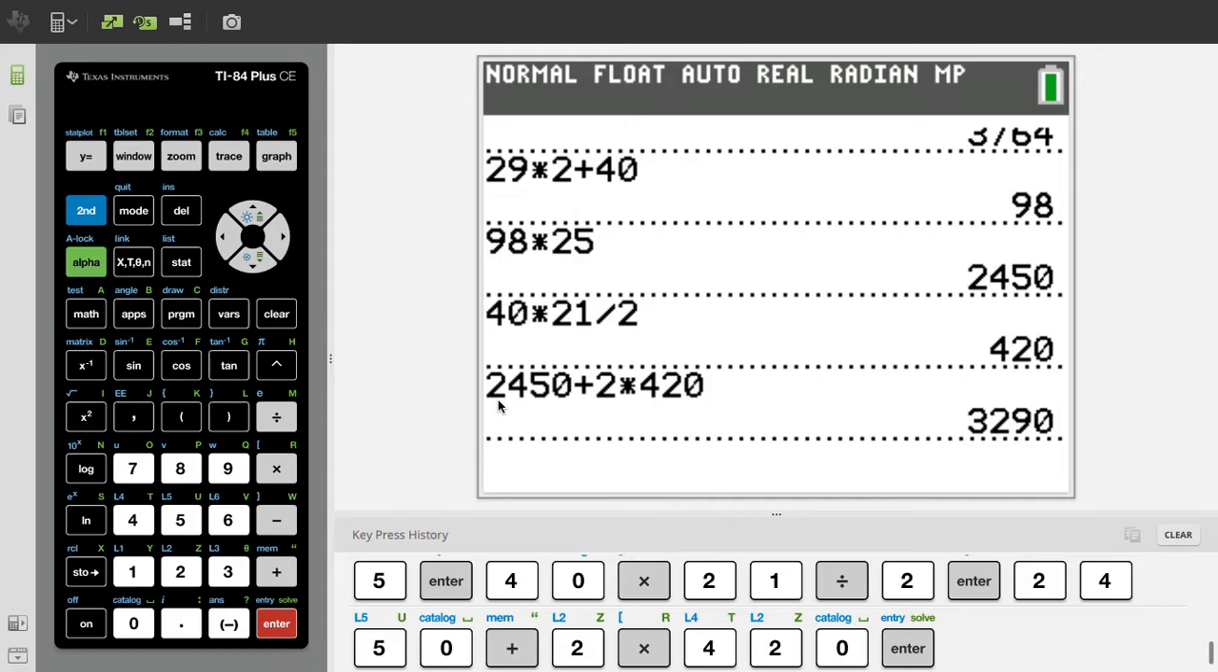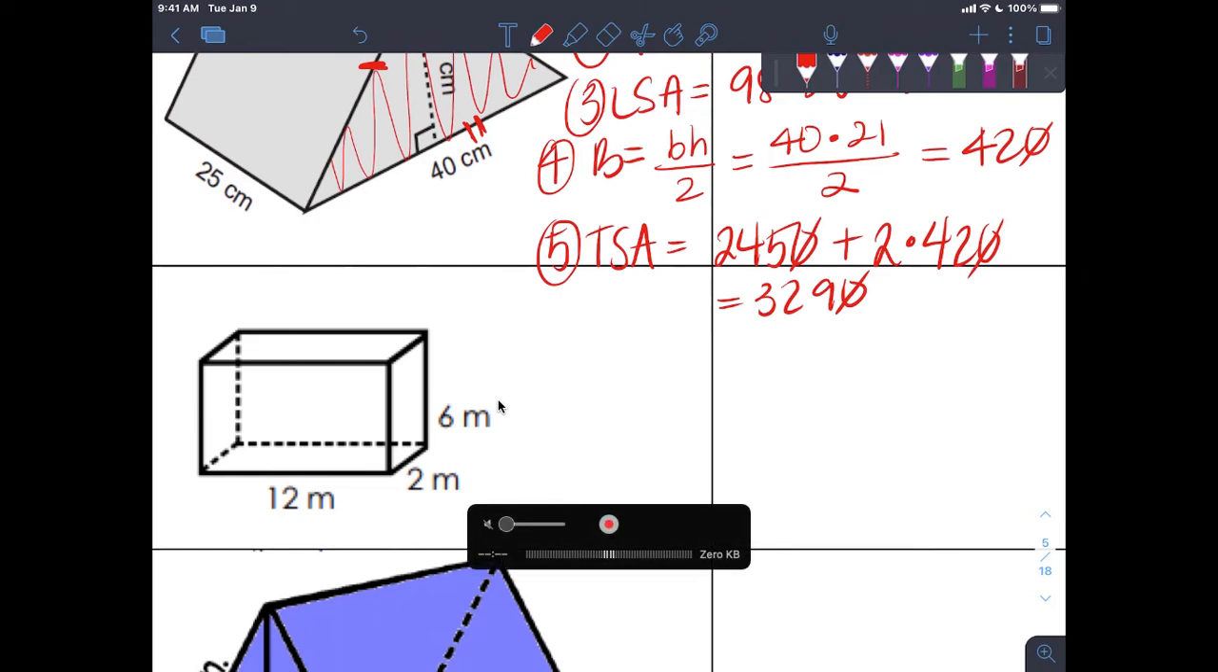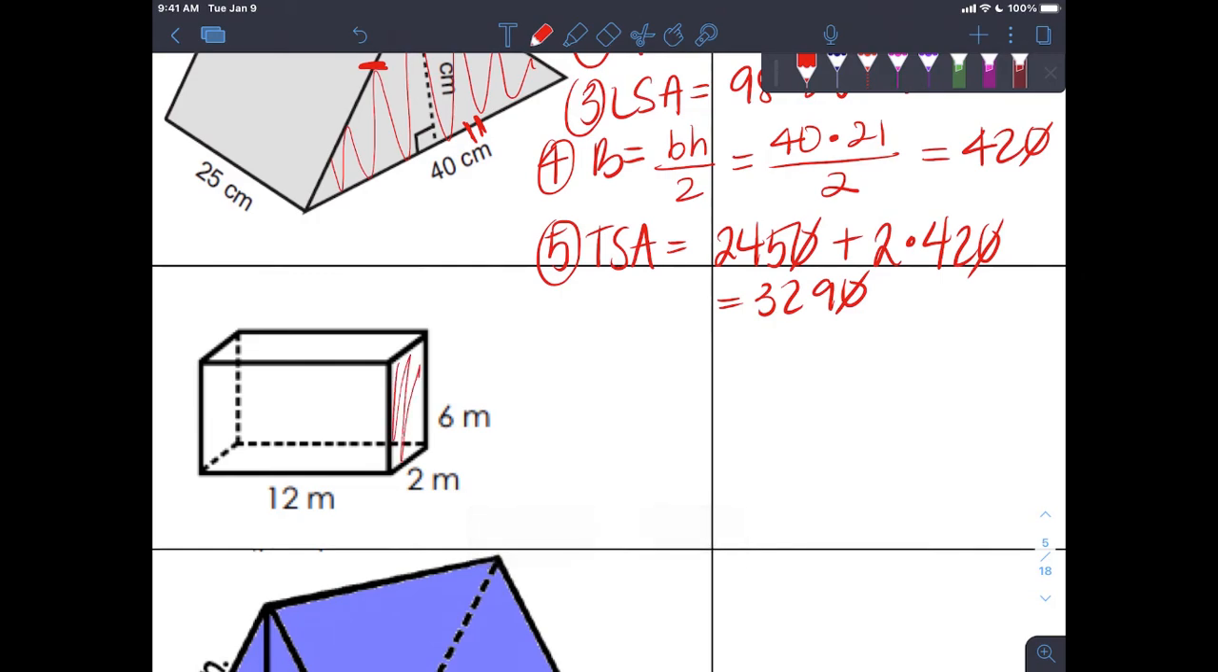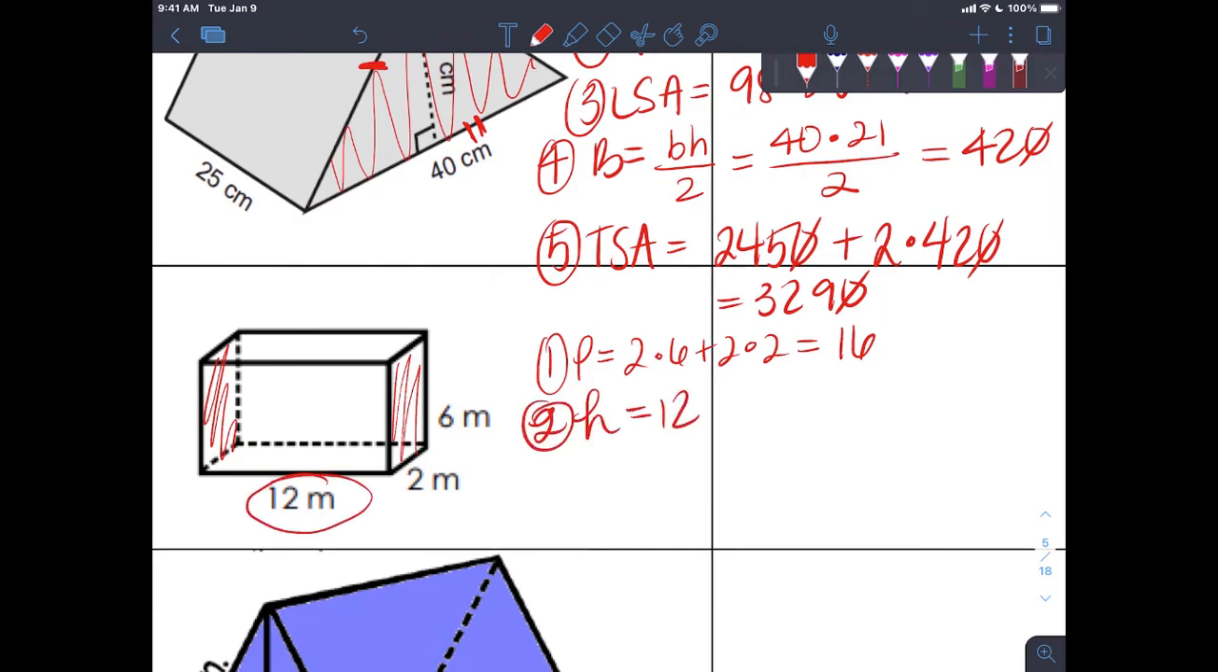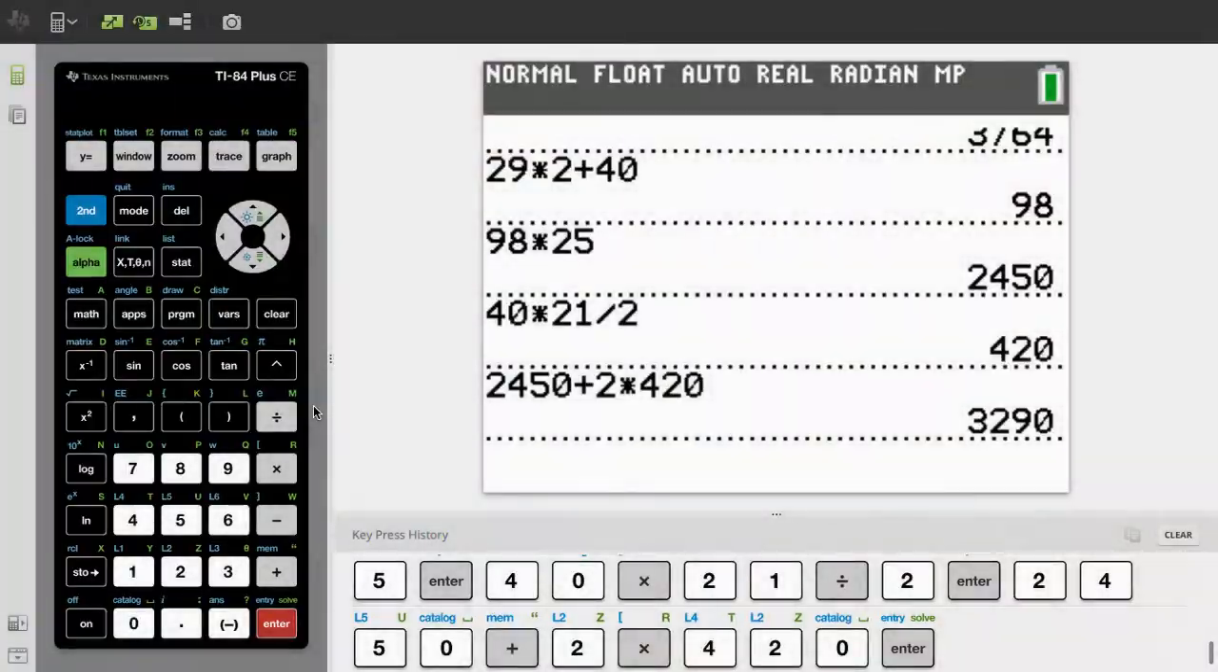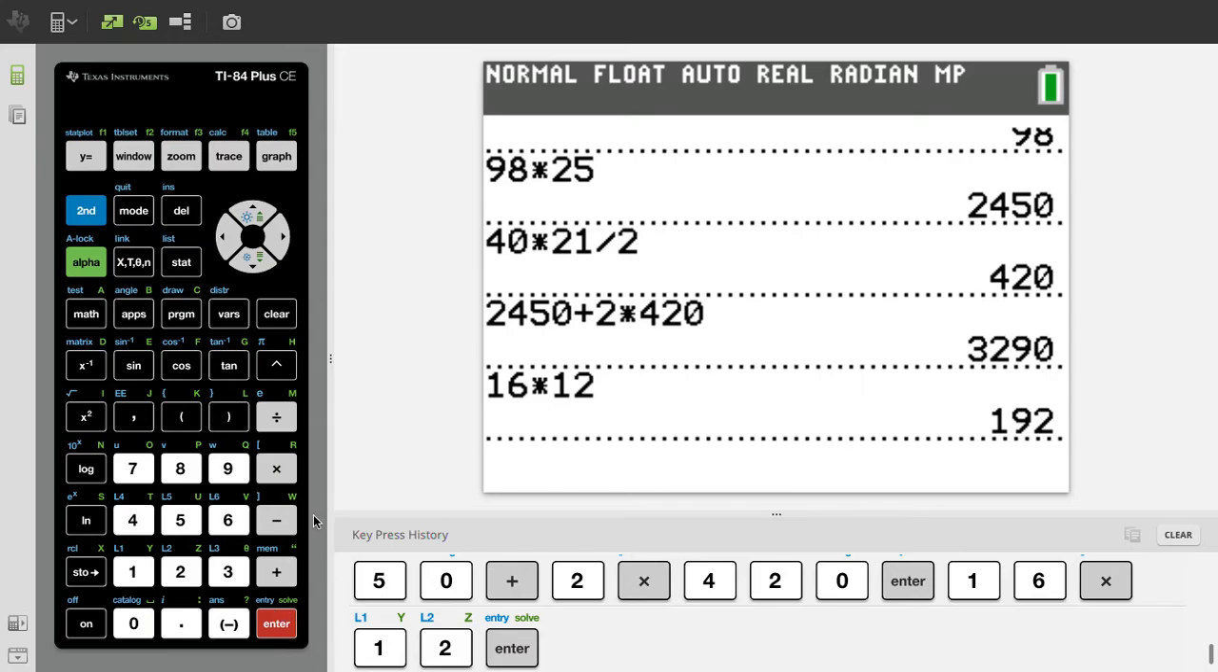So again, we have a rectangular prism on this guy. So I'm going to identify this guy and this guy as the bases, meaning, number 1, my perimeter is going to be 2 times 6 plus 2 times 2. Number 2, my height of my object is 12. Number 3, my lateral surface area is just those two numbers multiplied together. 192.